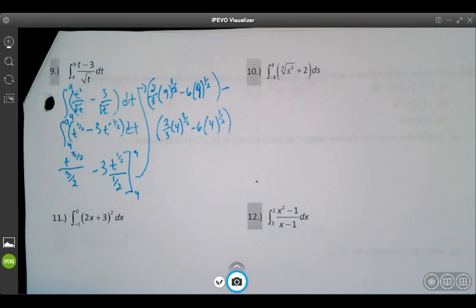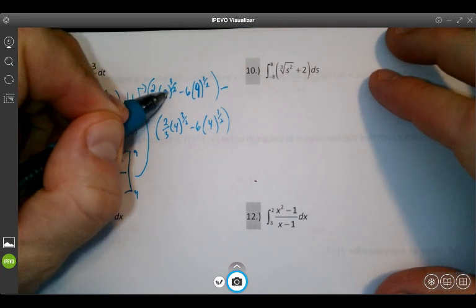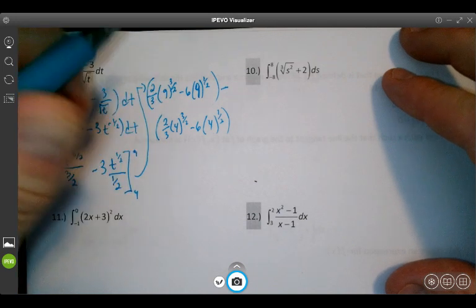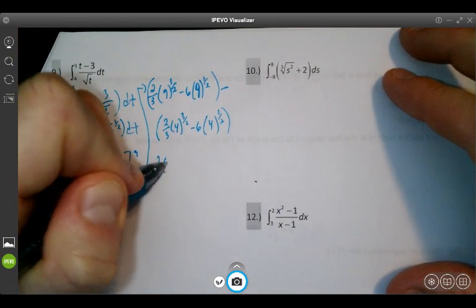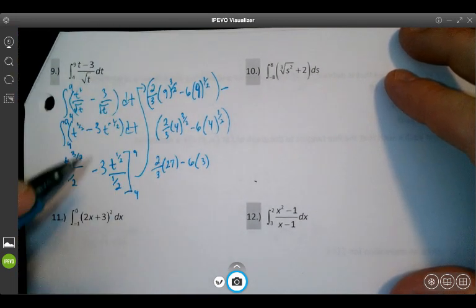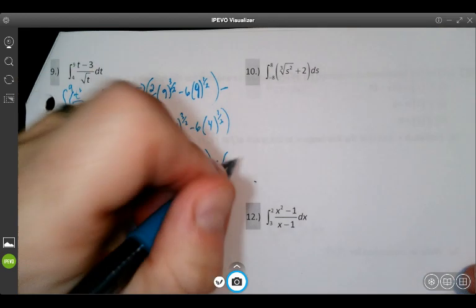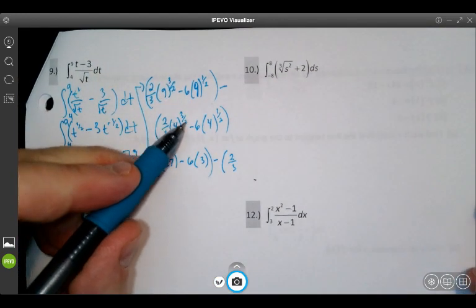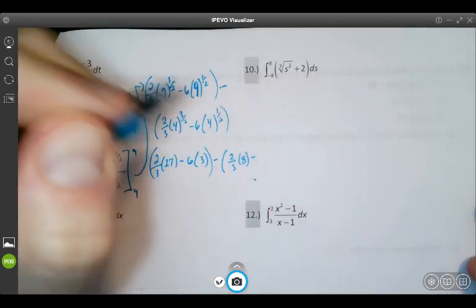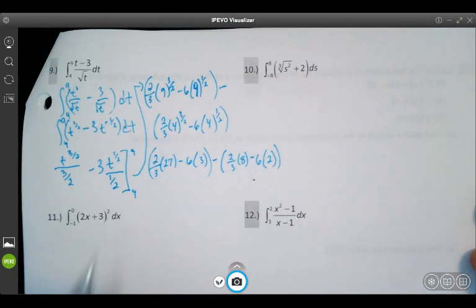Now we need to remember, what does the 3/2 power mean? What does the 1/2 power mean? The 3/2 power means the square root of 9, cubed. The square root of 9 is 3, and 3 cubed is 27. So I have 2/3 of 27 minus 6 times 9 to the 1/2, which is just 3, the square root of 9. Then I have that whole thing minus 2/3 of 4 to the 3/2. The square root of 4 is 2, and 2 cubed is 8. So I have 2/3 of 8, and then minus 6 times 4 to the 1/2, which is just 2.